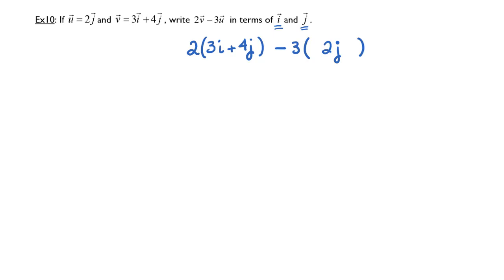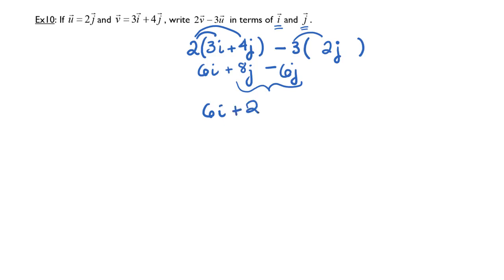Now let's just take this information and distribute the 2 through and the -3 through. That will give me 6i plus 8j minus 6j, and that combines to give me 6i plus 2j. And you can go through and put little vectors on top of all your i's and j's. And that pretty much is all there is to it.